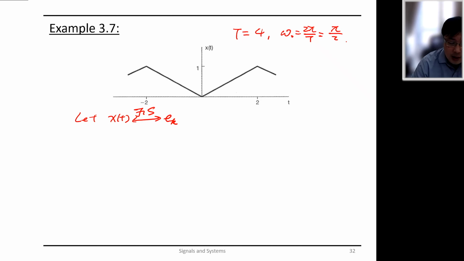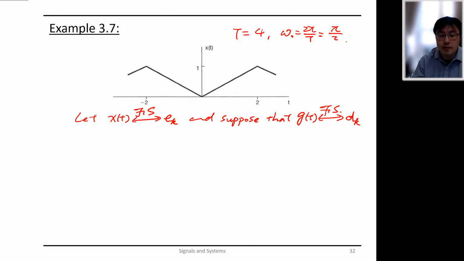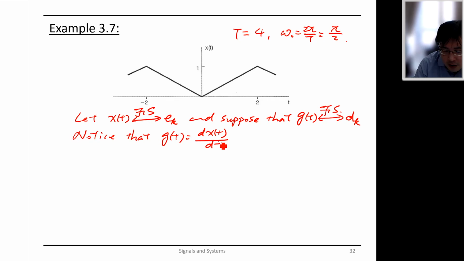All right. And suppose that we set this g of t that we obtained in the previous example as something with Fourier coefficient dk. Now notice that g of t is actually equal to the derivative of x of t.